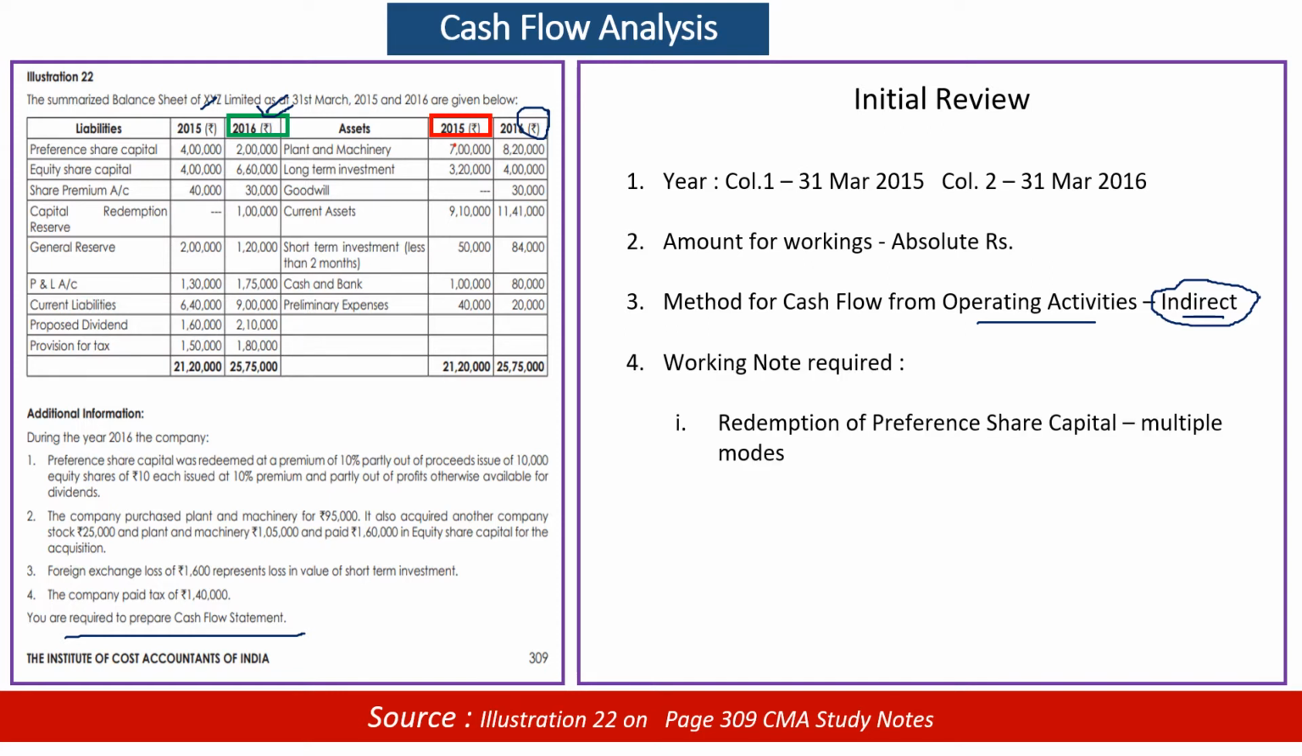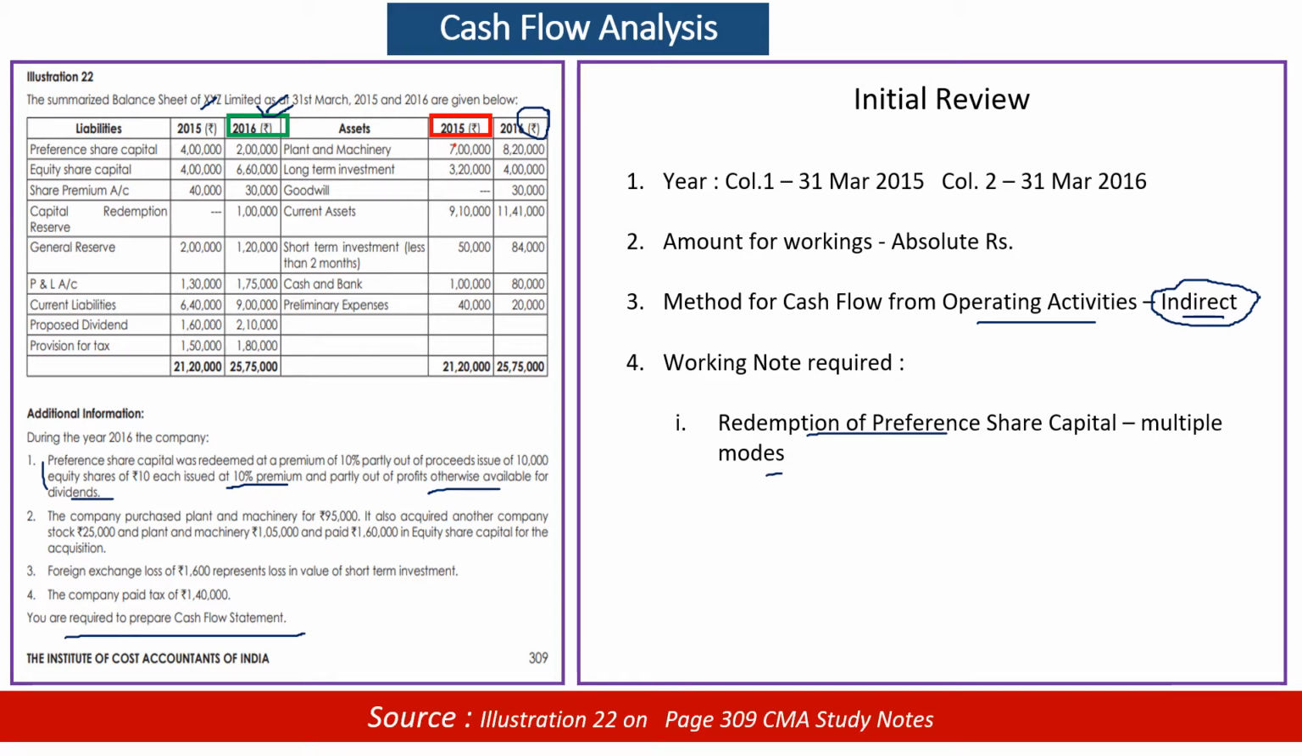Working note. Basically, we need to have a look at the whole thing to find out what are the unique features of this problem. It takes hardly a minute. First adjustment, preference share capital was redeemed at premium of 10%, partly paid out of proceeds of issue of equity shares. Means there is redemption of preference shares. It is paid out by issuing equity shares and also by paying out of bank account. Okay, multiple modes of repayment.